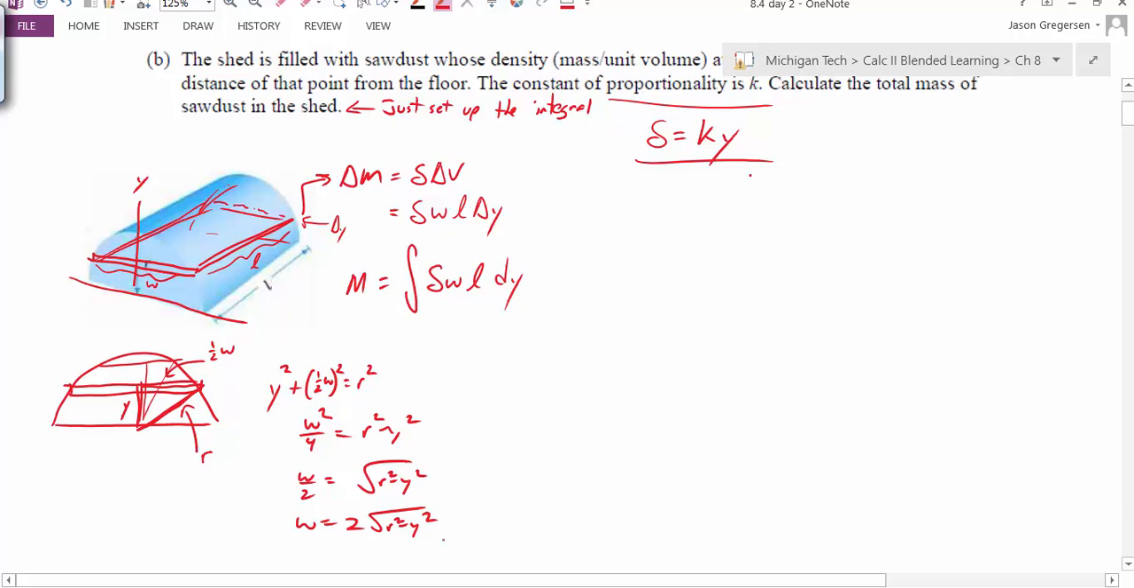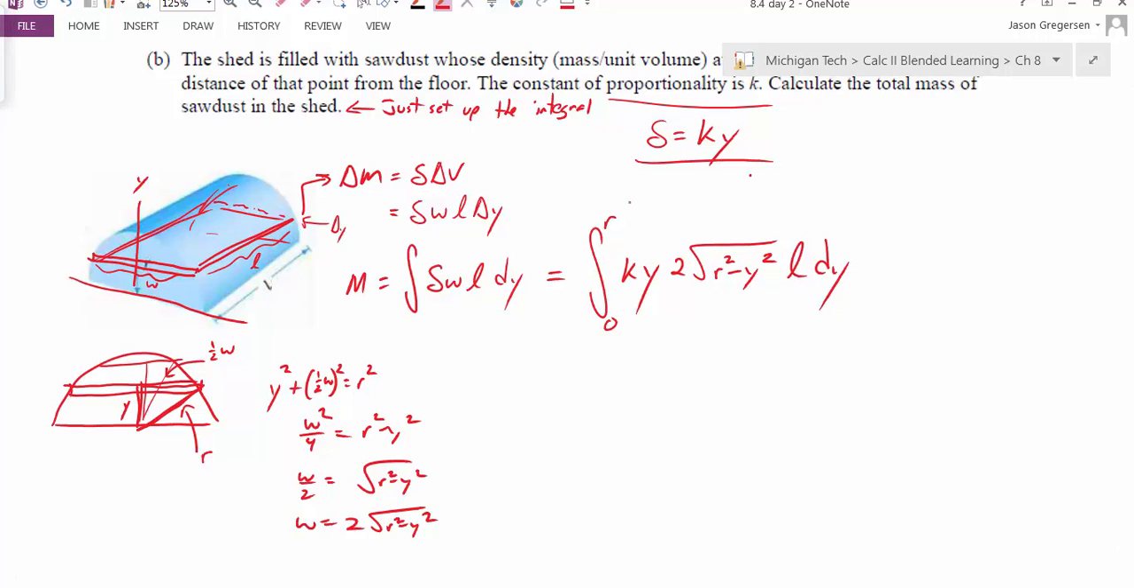And then I'm just going to plug all my values in here. I have the integral of my density, which is k times y, times w, which is 2 times the square root of r squared minus y squared, times L times dy. And I'm integrating from where to where? Yep, 0 to r. 0 up to whatever that r value is. And when we're done, we're going to have a formula for this thing, regardless of the size of this shed.